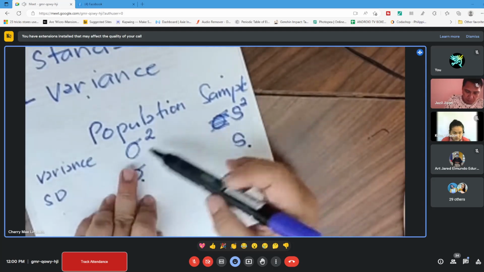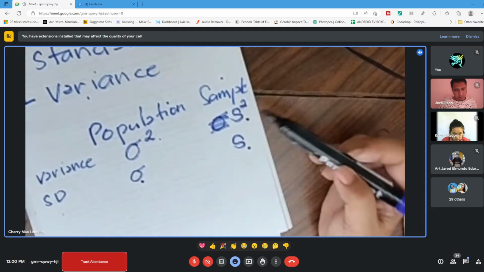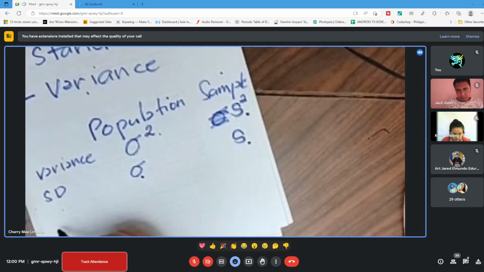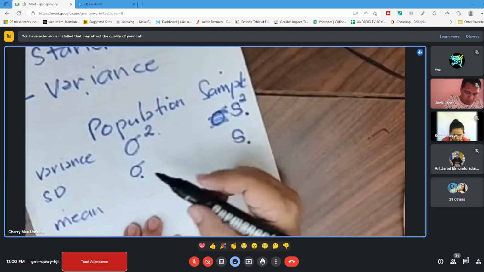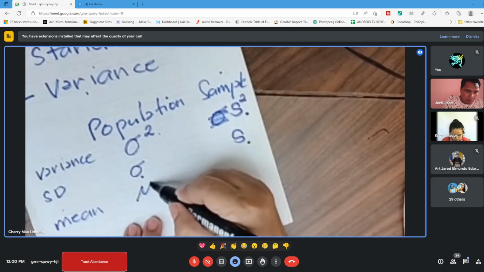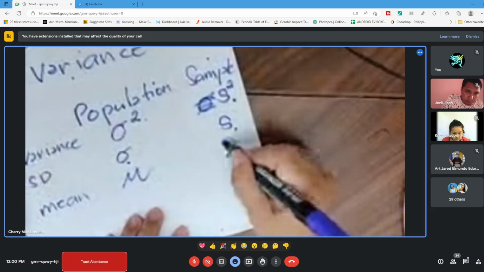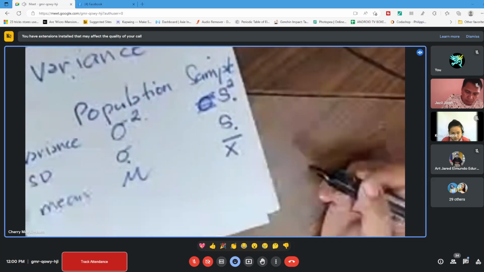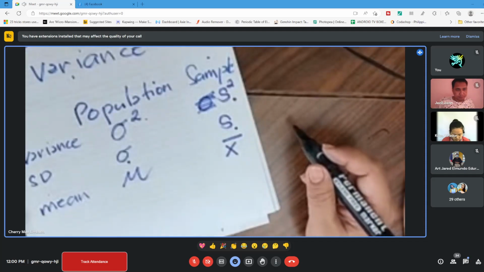For population variance, sigma squared; S squared for sample. For the mean, when we speak of population, the sign is mu, like a letter M. For sample, it is x bar. Okay? So remember these signs.